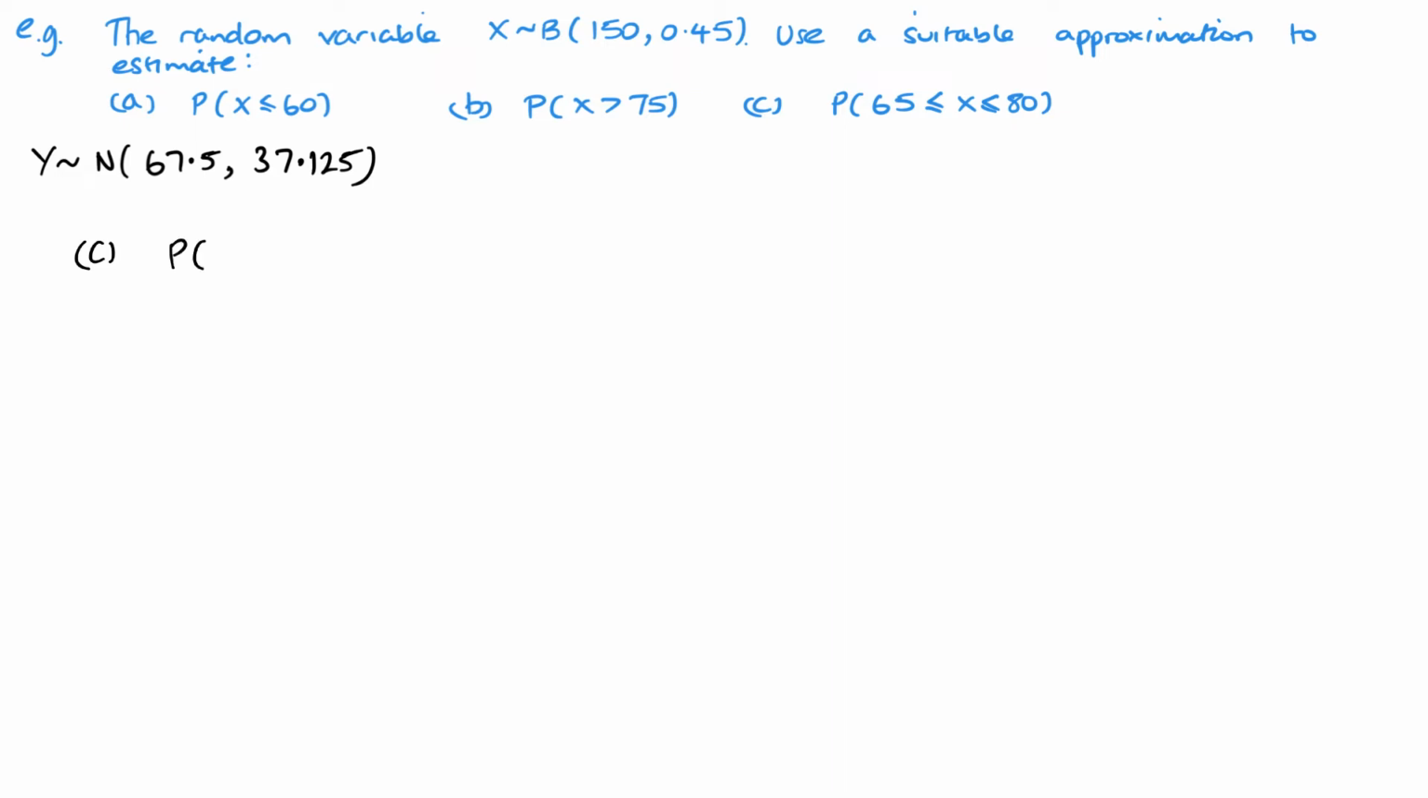We are looking at between 65 and 80 inclusive, aren't we? So we need to change this into our Y, our normal approximation. So we're looking first at greater than 65. Again, I'm just going to do this visually so you can see: when you want greater than, you need to go below it, don't you? So 64.5.